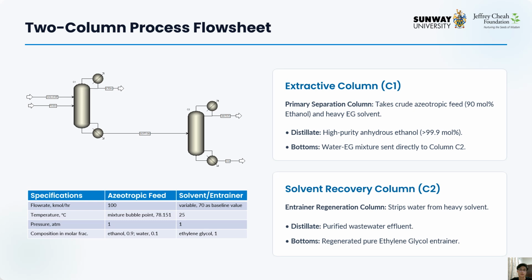High-purity anhydrous ethanol over 99.9 mole% is recovered overhead as distillate, while the bottom stream containing water and solvent is sent directly to our solvent recovery column C2. C2 strips the water overhead as a purified wastewater effluent and regenerates nearly pure ethylene glycol at the bottom, which can then be recycled back to C1.